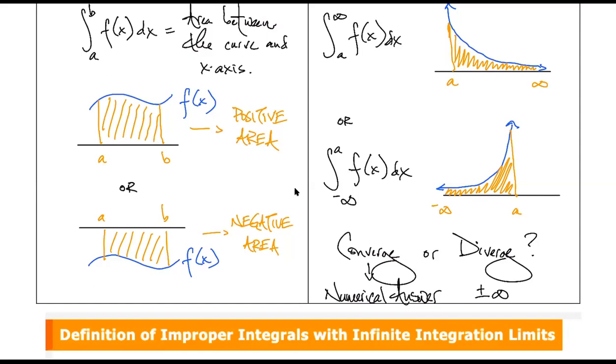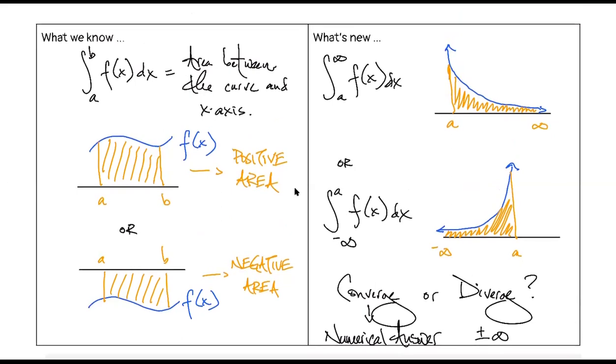And what it really boils down to is how fast does that curve get close to the x-axis? It turns out that if it gets close to the x-axis fast enough, we can actually have a numerical answer. Whereas if it doesn't get close to the x-axis fast enough, then that's the case where we end up with infinity or negative infinity as an answer.